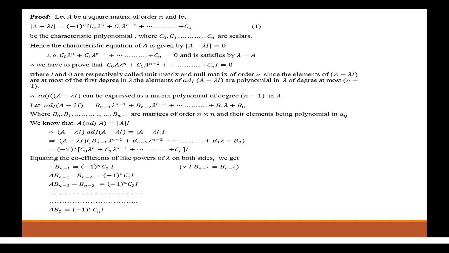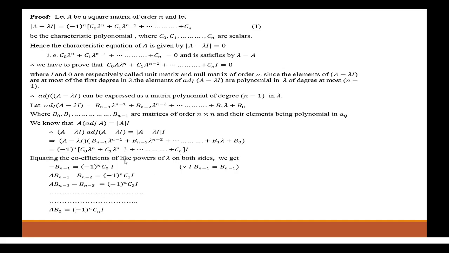We know that A times adjoint of A is nothing but the determinant of A times I. Replacing A by A - λI, we get (A - λI) times adjoint of (A - λI), which is equal to the determinant of (A - λI) times I. Already we wrote the adjoint equation: B(n-1) λ^(n-1) + B(n-2) λ^(n-2) + ... + B1 λ + B0, which equals, from equation 1, (-1)^n (c0 λ^n + c1 λ^(n-1) + ... + cn) I.